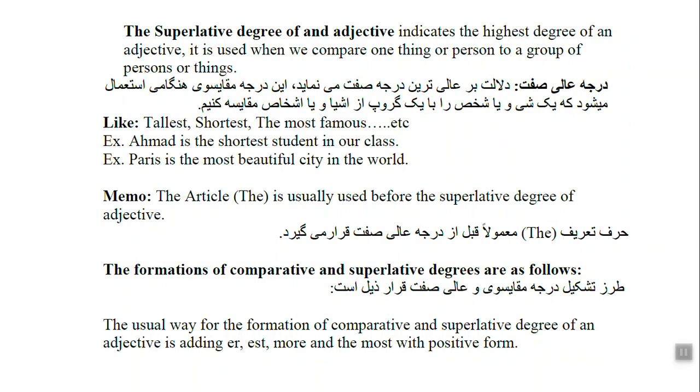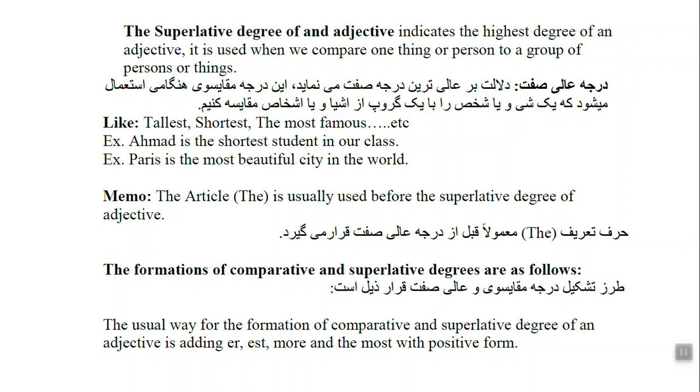The most famous vocalist of the city has a concert next month. Samim is the cleverest student in the class. Samim لایق‌ترین شاگرد در صنف. The most famous vocalist of the city has a concert next month. مشهورترین استخوان شهر هفته آینده کنسرت داره یا ماه آینده کنسرت داره. Paris is the most beautiful city in the world. Paris مقبول ترین شهر در دنیا است.